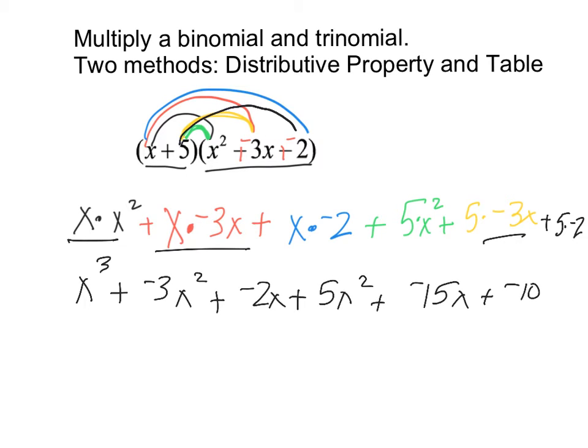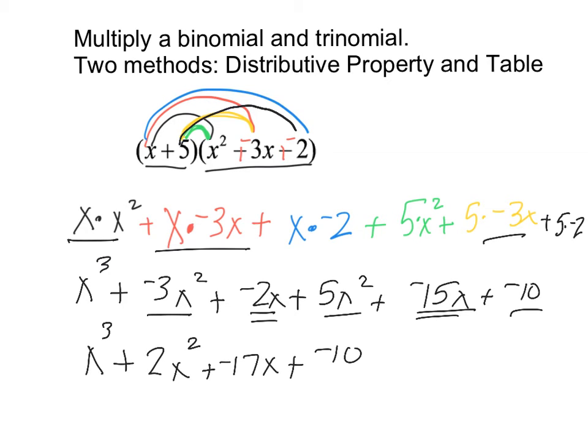Okay, like terms. I do not have any other exponents of 3, so that x to the third power is by itself, plus I have 2 exponents with 2. Negative 3 plus 5 is 2, so that's 2x squared. I have 2 exponents of 1. Negative 2 plus negative 15 is negative 17x. And I only have one constant.